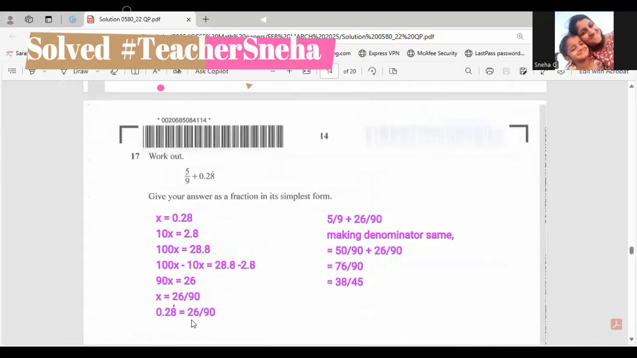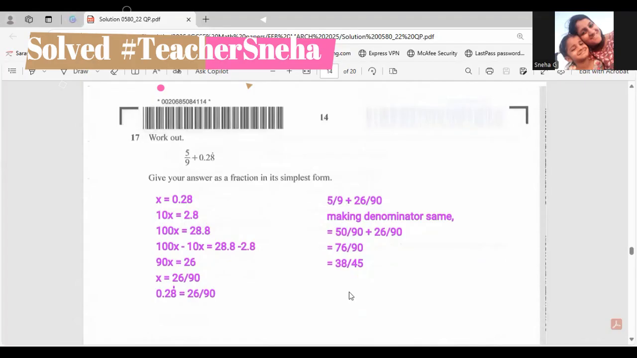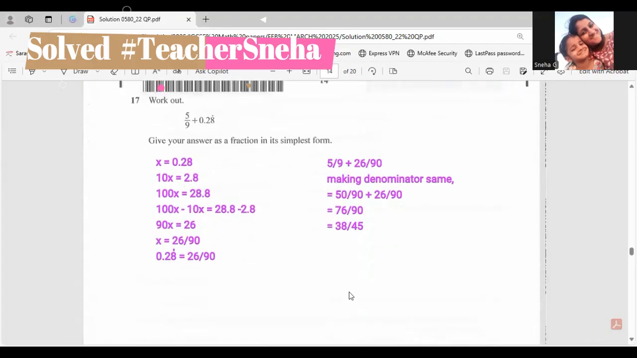Now we will use this number, 26 upon 90, in the given question. So it is 5 upon 9 plus 26 upon 90. By making the denominator the same, you write 50 upon 90 plus 26 upon 90, and the answer you get is 76 upon 90. On simplifying, you get the fraction 38 upon 45. This is your answer for question number 17.